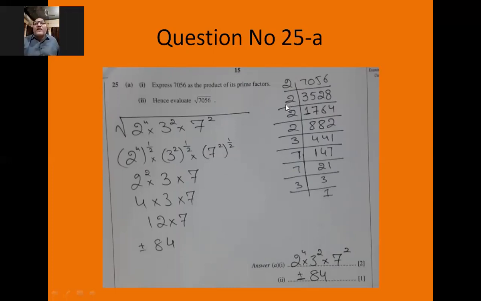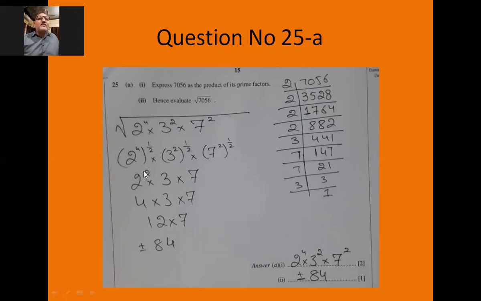So 7056 will be equal to 2 raised to power 4, 3 raised to power 2 into 7 raised to power 2. Then he says, hence evaluate the square root of 7056. So square root of 2 raised to power 4, 3 raised to power 2 into 7 raised to power 2. Square root means raised to power 1 by 2. So 2 raised to power 4 raised to power 1 by 2, 3 square raised to power 1 by 2, 7 square raised to power 1 by 2.